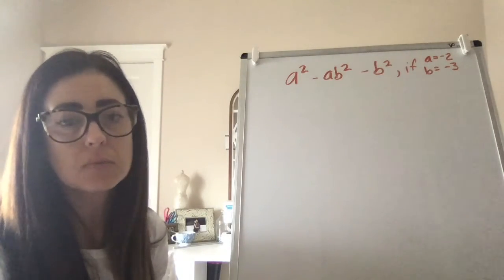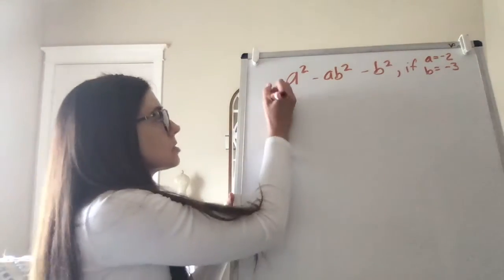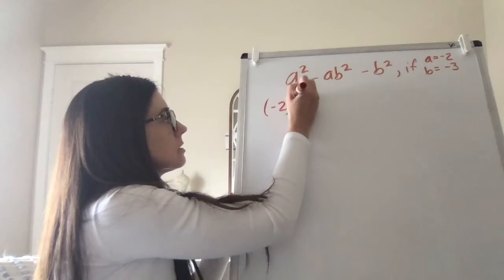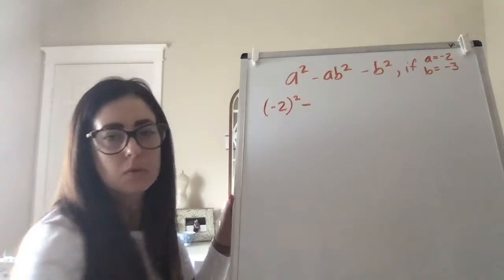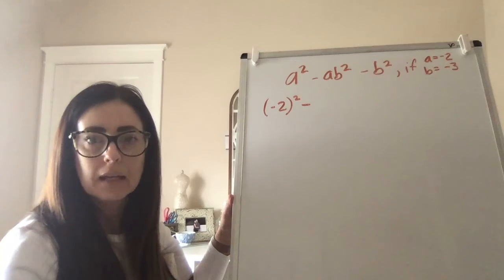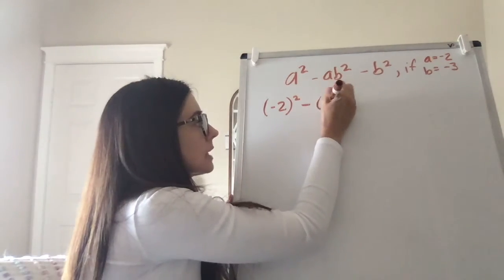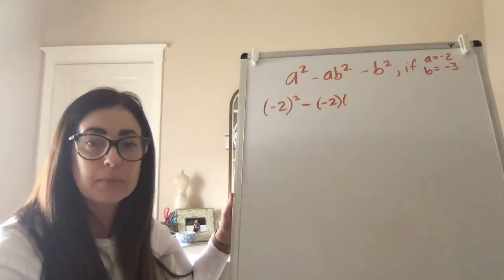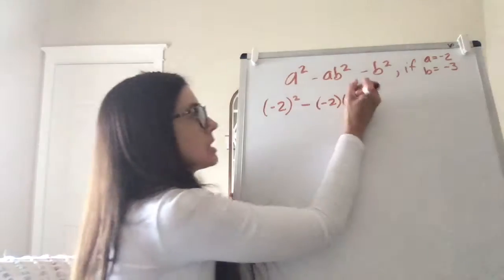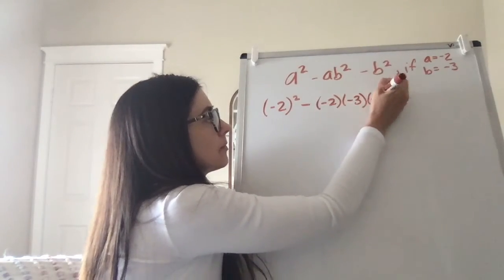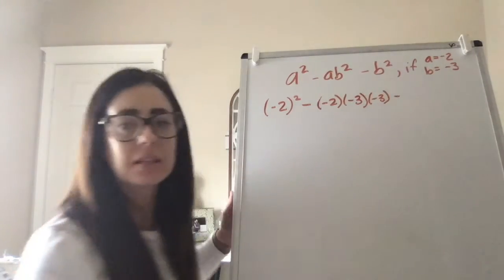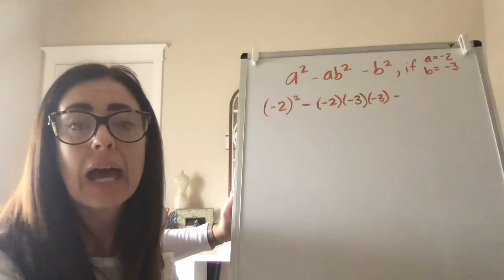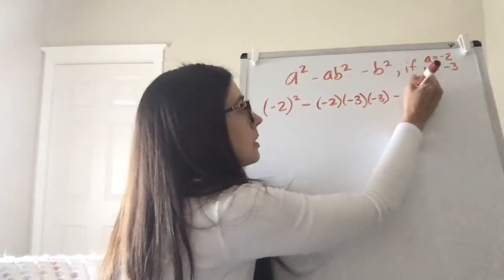First thing we're going to do is substitute. So a is negative 2, so I'm going to say negative 2 squared minus, between my terms, a is negative 2, so I have to put a negative 2 in there. And then I have b squared, which means I have b times b, which means negative 3 times negative 3. Minus, and then I have another b squared. So I have negative 3 times negative 3.